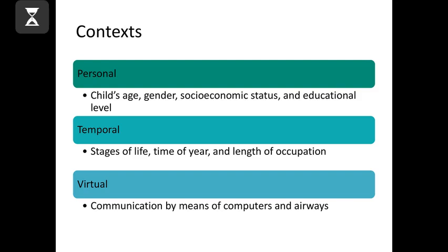When we think of temporal, we think of stage of life, time of year, duration of activities. And the example the text gives is toddlers experience the terrible twos and they might show defiant behavior. But at this stage of life, it's expected. Whereas if you're working with a 5-year-old child, you would not expect those same behaviors. And finally, the virtual context includes communication by computers and airways.